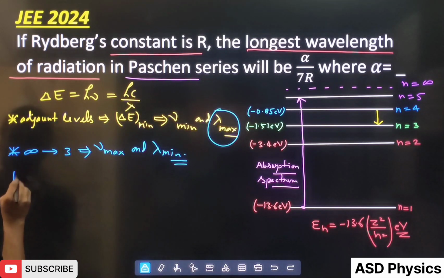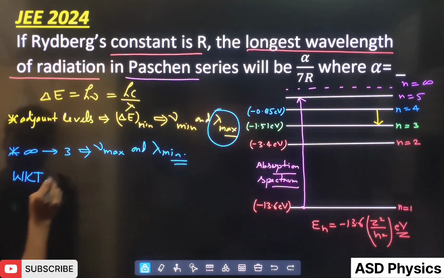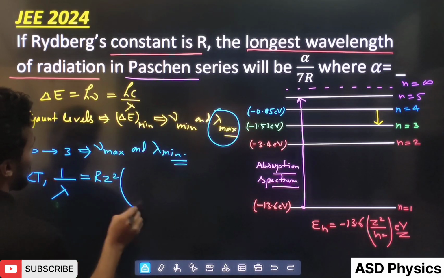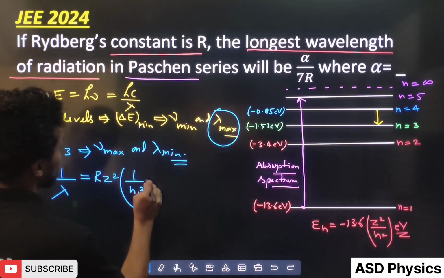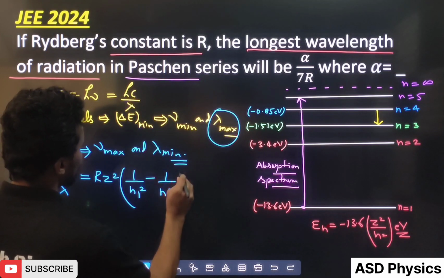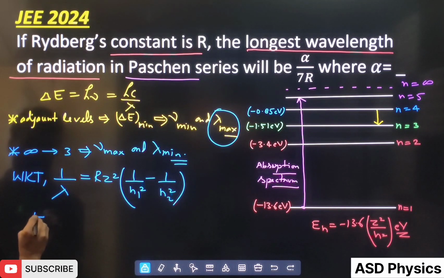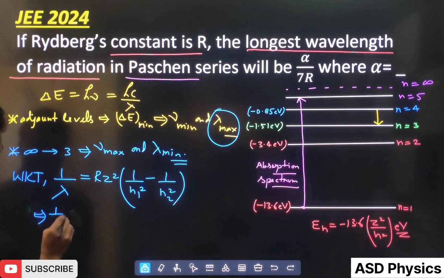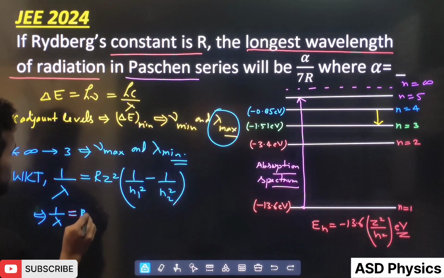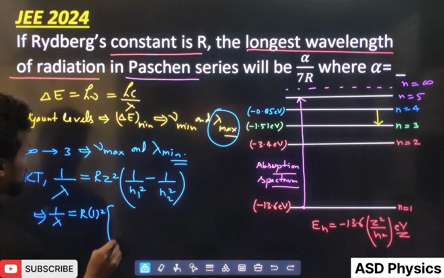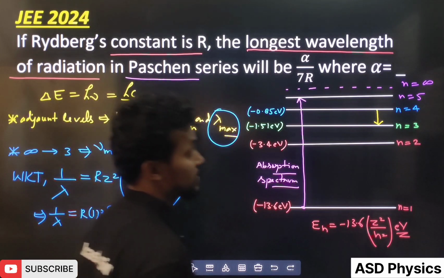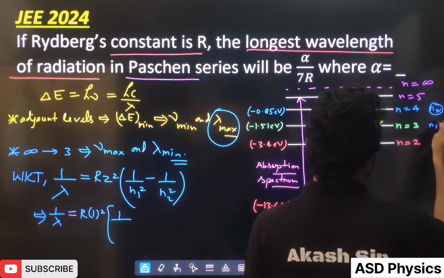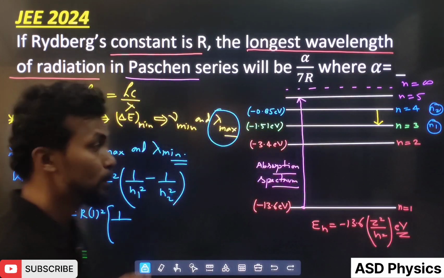Remember that here students, we know the formula: 1 by lambda equal to R Z square times (1 by n1 square minus 1 by n2 square). We are solving for hydrogen because in the question nothing is mentioned. That means we can write 1 by lambda equal to R, Z value is anyhow 1 square. Again I am telling here, this is called the n2 level, and this is called the n1 level, for the maximum wavelength here.